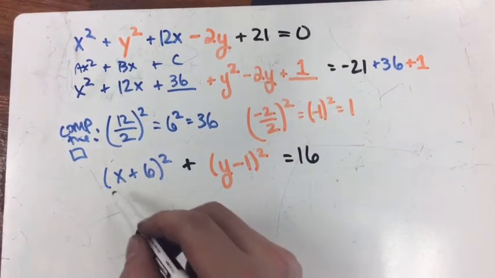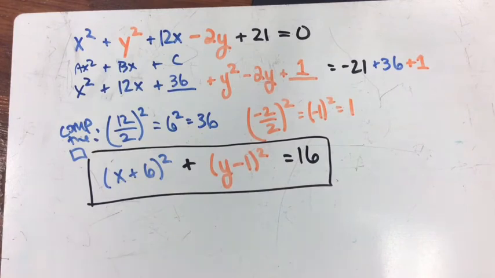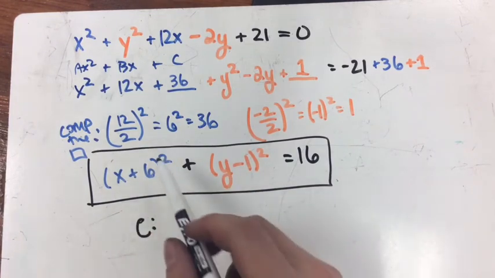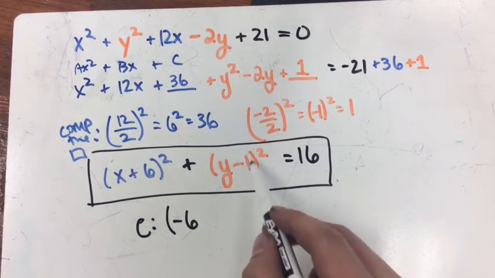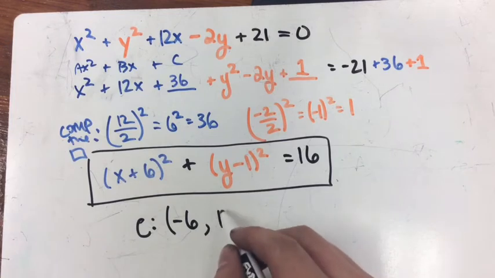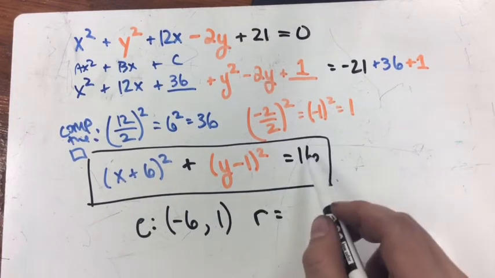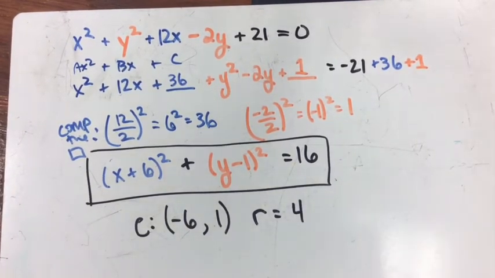Once we're here, we're in the equation of a circle. So we can start to answer certain questions, such as, where's the center of this circle? It's going to be at the opposite of this as the x-coordinate, and the opposite of this as the y-coordinate. And then what's the radius going to be? The radius is going to be the square root of this number over here. So the radius would be 4.